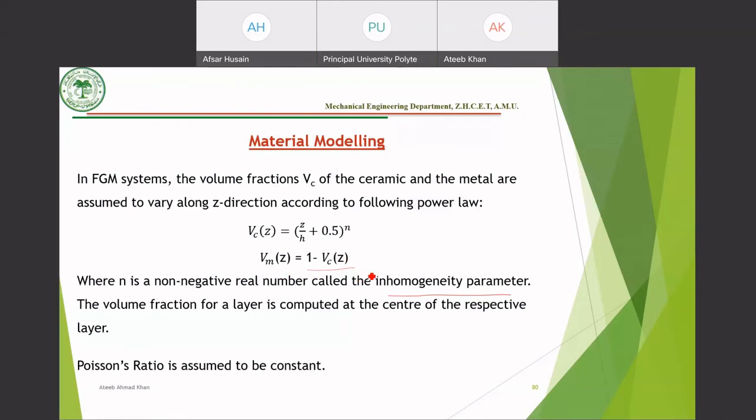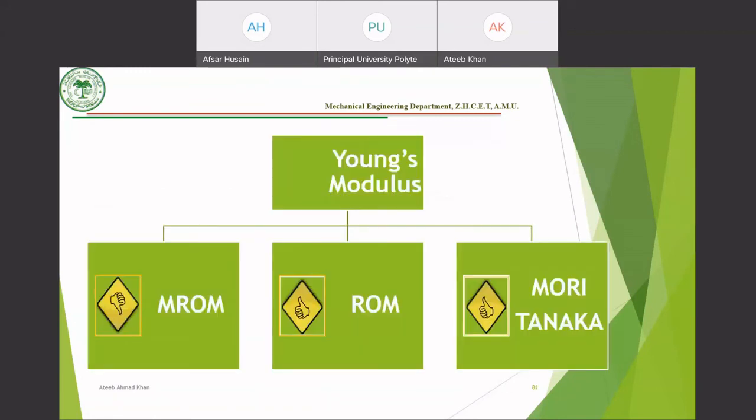For this particular study, the Poisson's ratio is assumed to be constant. Had it been any different, we could have used the same method as we have used to calculate the Young's modulus and the density. We could have used the same formula to calculate the Poisson's ratio as well. But the materials which I have chosen for the analysis happen to have the same Poisson's ratio.